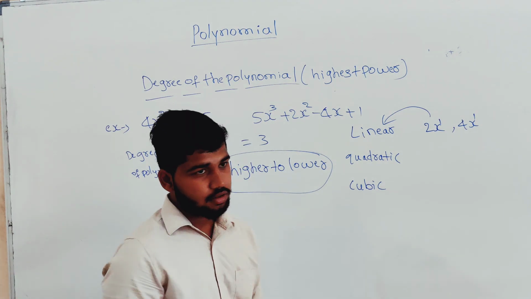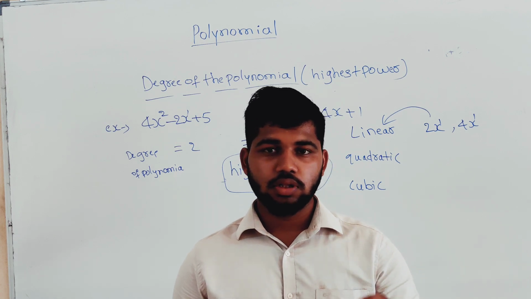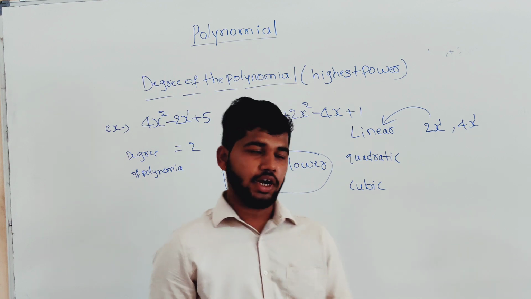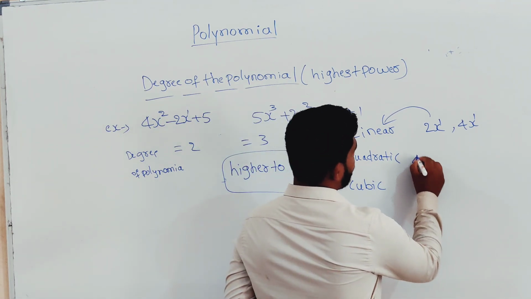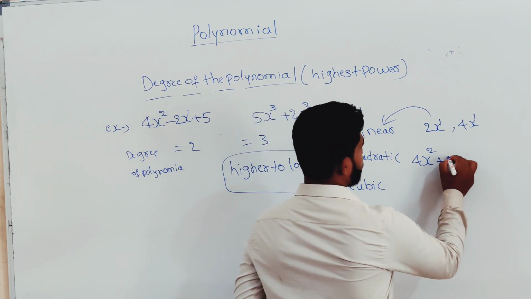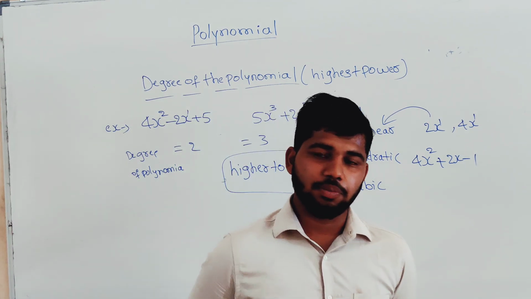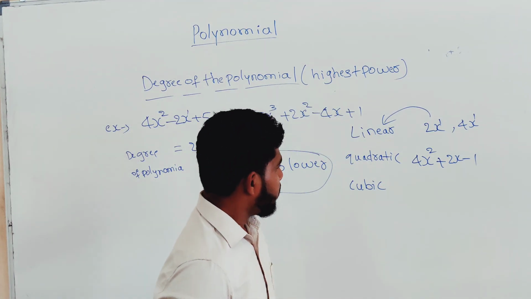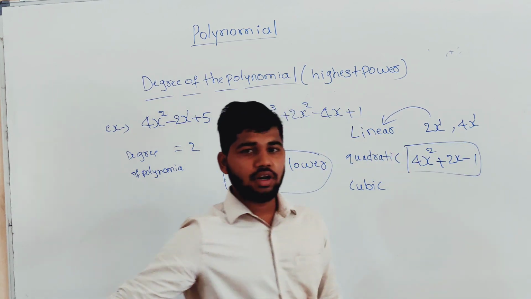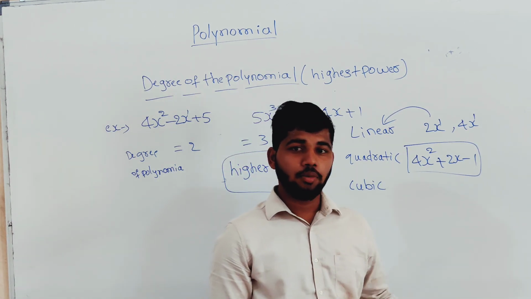Now coming to the quadratic. An expression whose highest power is 2 is said to be a quadratic. Example: 4x squared plus 2x minus 1. Here, which is the highest power in the given expression? 2 is the highest power, so it is said to be a quadratic polynomial.